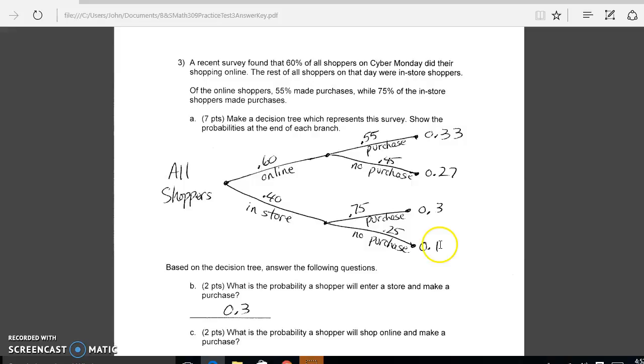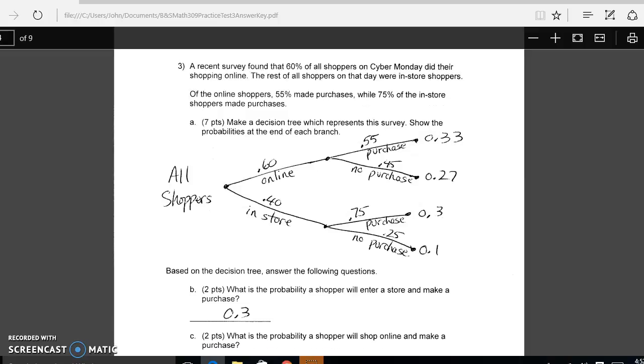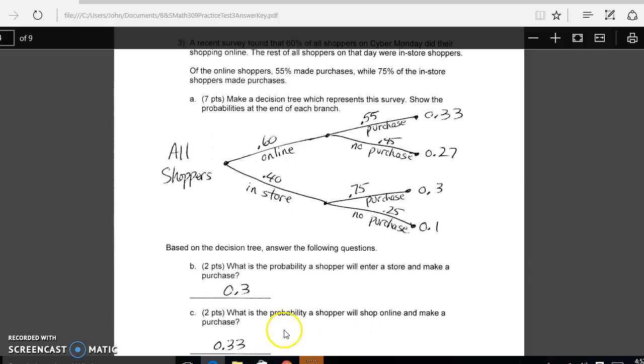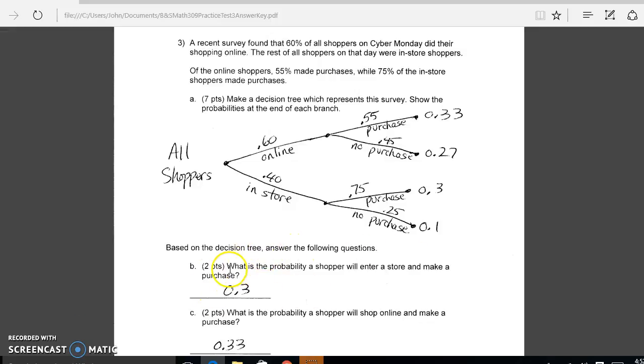So we are ready to answer letter B, which asks the question. Based on the decision tree, answer the following questions. Letter B, what is the probability a shopper will enter a store and make a purchase? So the shopper enters a store and makes a purchase, and that's represented by this node at the end, which is 30%, or 0.3.